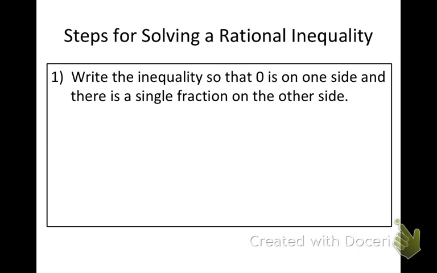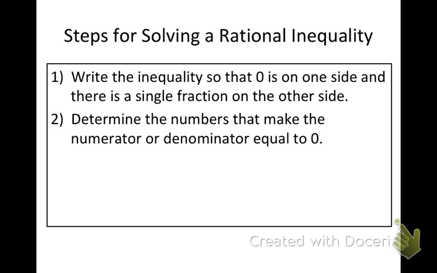And then on the other side, we want just a single fraction. So that means we're going to have to either add or subtract rational expressions, which you guys should know how to do because we did that last chapter. And we did it when we were doing our equations that had rational fractions in them. Okay, so we want 0 on one side, and on the other side you want a single fraction. So then in step 2, this is the crucial part.